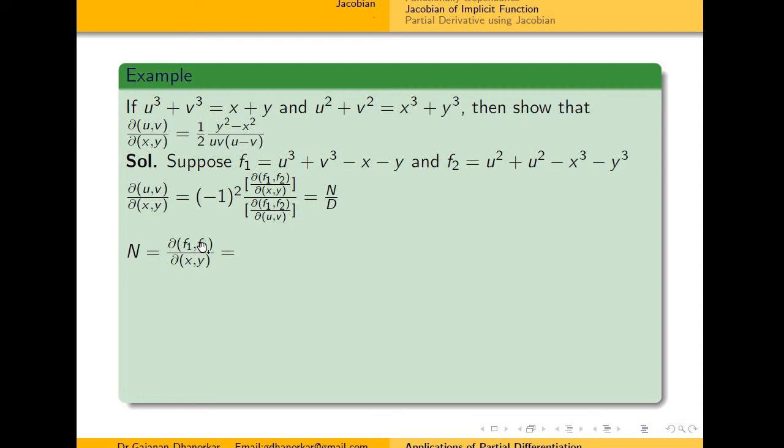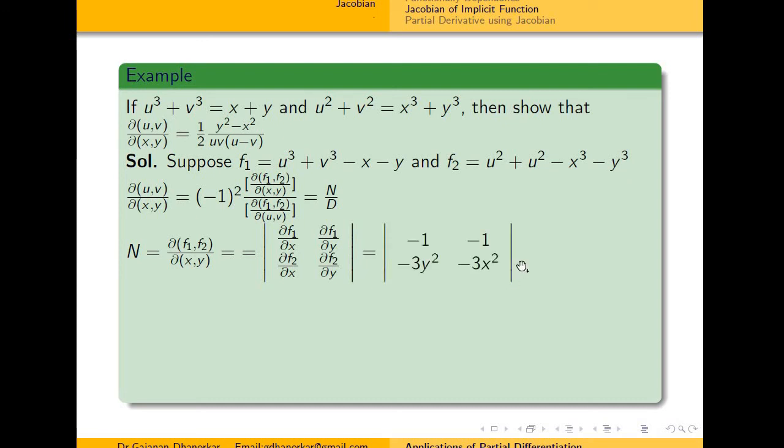Numerator. This is Jacobian of f1 f2 with respect to xy. What is the definition? We are finding partial derivative of f1 with respect to xy and partial derivative of f2 with respect to xy. This is our definition of Jacobian, and easily we will get partial derivative of f1 with respect to x, this is minus 1. Partial derivative of f1 with respect to y, this is again minus 1. Partial derivative of f2 with respect to x is minus 3x square, and with respect to y is minus 3y square.